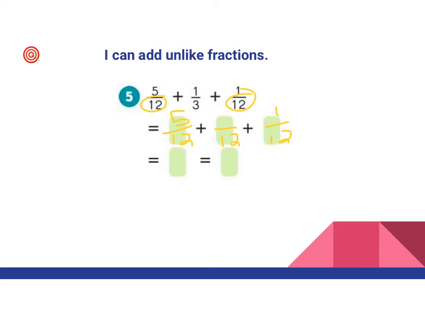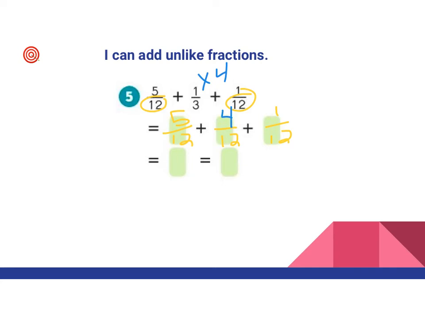I sure can. 3 times what equals 12? It would be 4. 3 times 4 equals 12. So I'm going to multiply the numerator by 4 as well. 1 times 4 is 4.